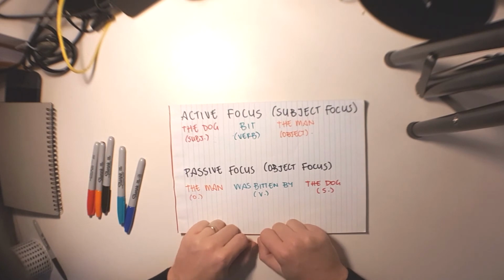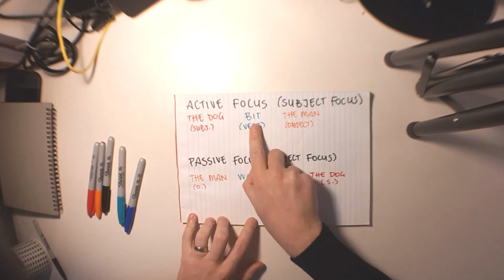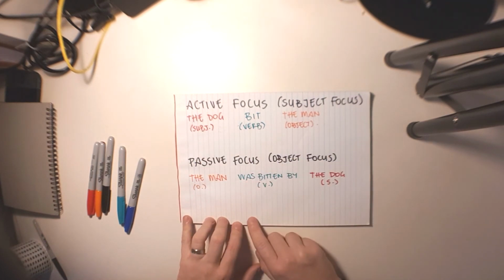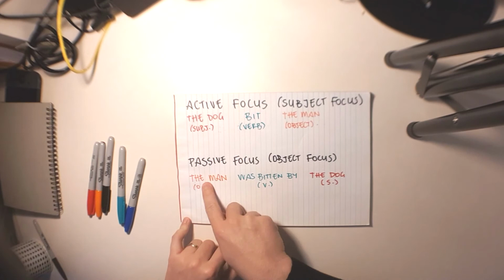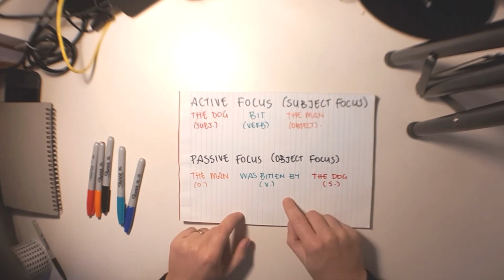So as you can see, these two sentences pretty much mean the same thing. The dog bit the man is in effect the same meaning as the man was bitten by the dog. One more thing you need to know.